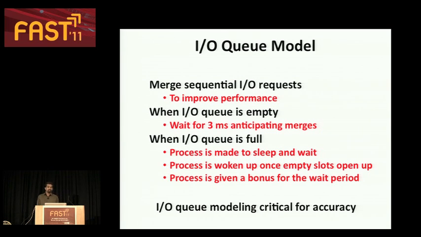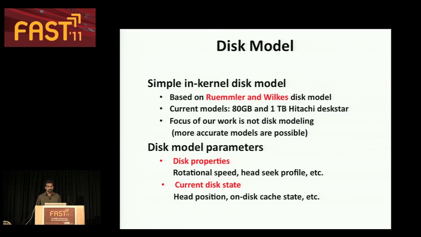When the I/O request queue is full and a process tries to enqueue an I/O request, the process is made to sleep and wait until an empty slot opens up on the I/O request queue. However, when the process is woken up, it's given permission to enqueue a constant number of requests in future, even if the I/O request queue is full, as a bonus for the wait period that it just went through. We have modeled all these interesting properties in David, and they are very critical for accurate emulation. More details are in the paper.